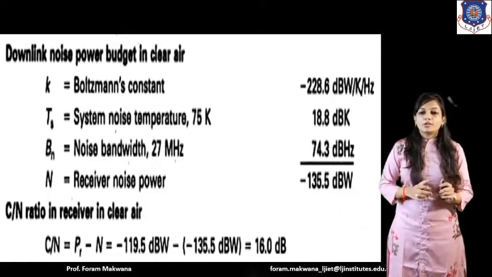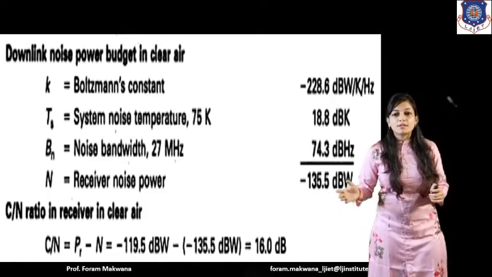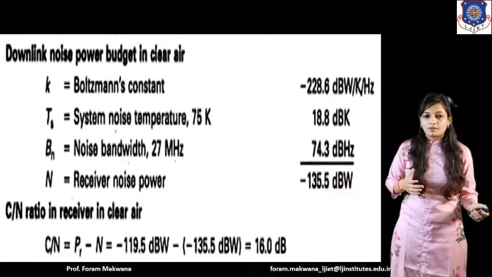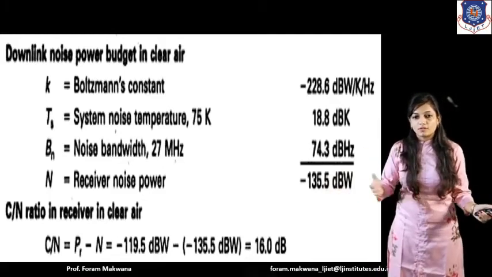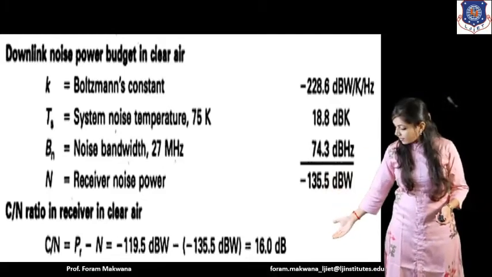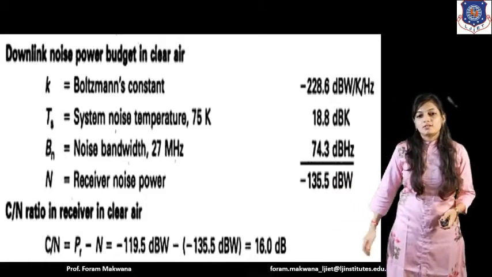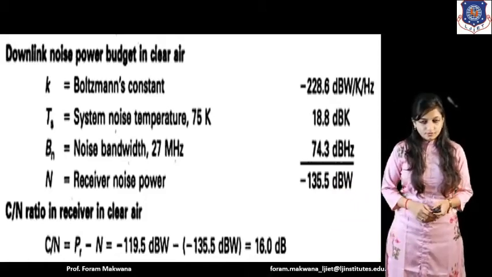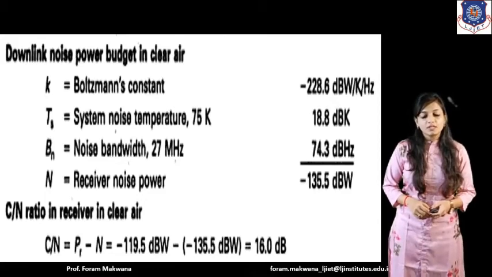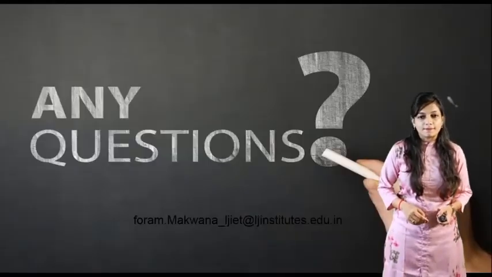For the carrier to noise power calculation, we simply subtract the noise power from the carrier power, or I can say the received power. So my carrier to noise power ratio for the downlink budget is 16 dB. Alright, so we have done the link budget equation for downlink.